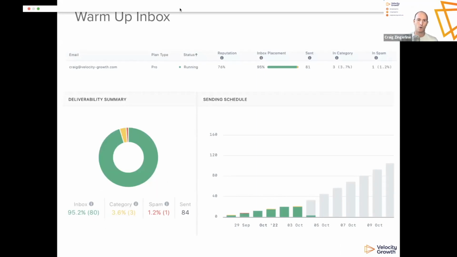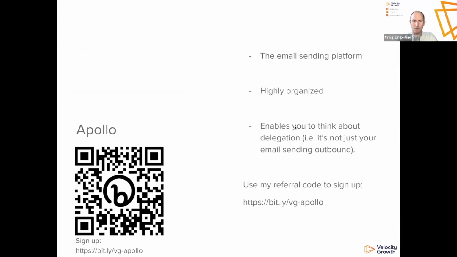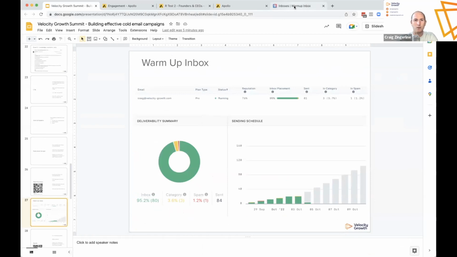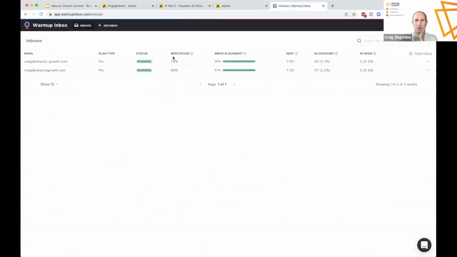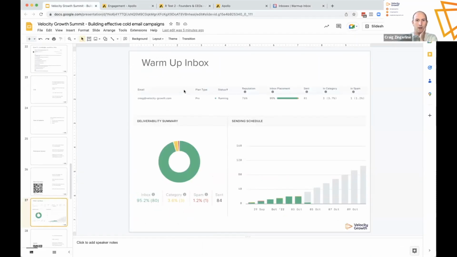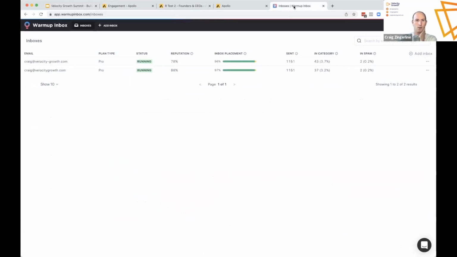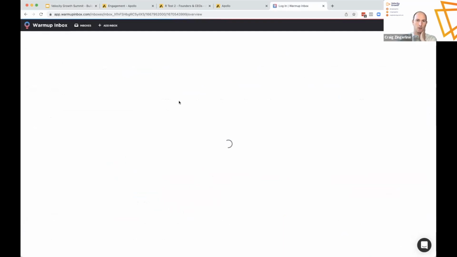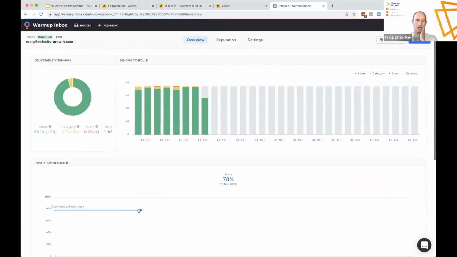It looks like this, where you've got your main domain or your secondary domains tied to an email address, and it gives you a domain reputation. And this was taken quite a while ago. So let me see if I have Warm Up Inbox here. So Velocity Growth, what was it before? It was at 76. And now a couple weeks later, I'm at 78. And you can see that Warm Up Inbox has sent 1,100 messages and only 2 have been marked as spam. And then you can get a sense of your email reputation over time, which basically shows you the health of your email domain over some period of time.